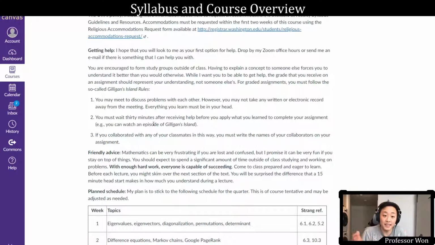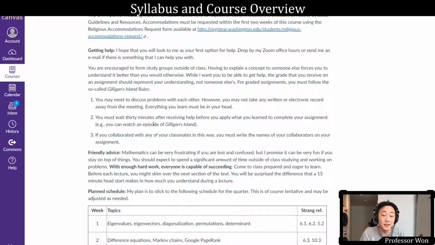I just ask if you collaborated with any of your classmates, or if you got my help or your TA's help, just at the start of the problem, say, on this problem, I worked with so-and-so. The point of the Gilligan's Island rules is that if you follow them, then there should not be any substantial textual overlap with anybody else's assignment. Because you both talked about it, then went your separate ways, you waited 30 minutes, and then you wrote down what was in your head.